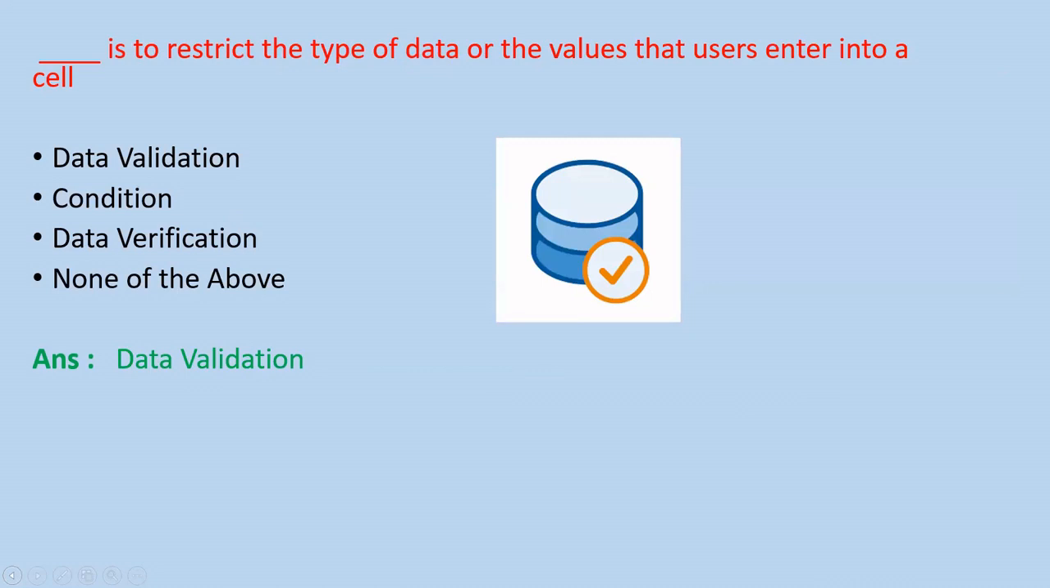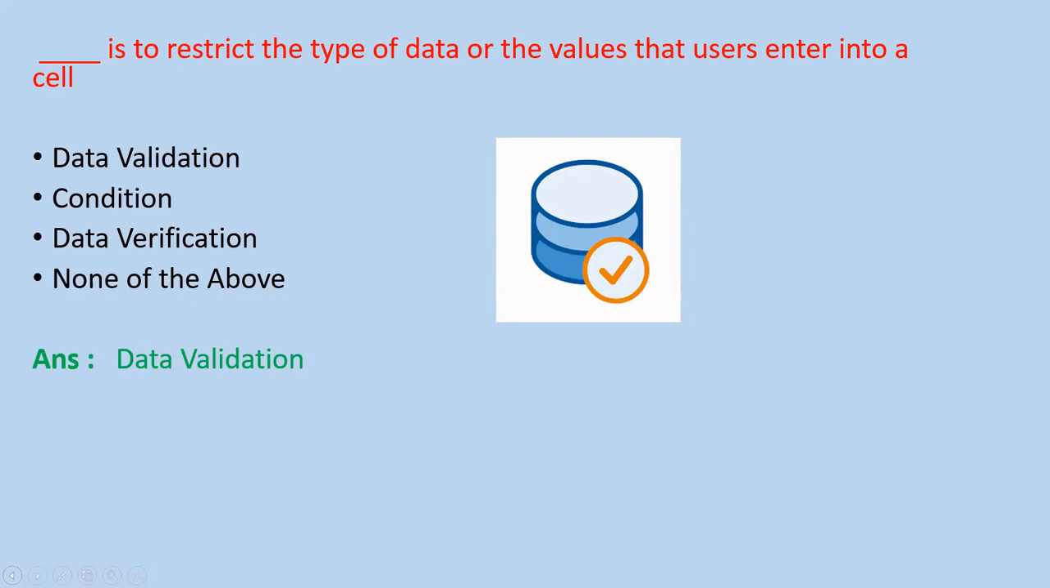What is used to restrict the type of data or the values that a user enters into the cell? Here I would like to validate the data, so that whenever the user is entering wrong data, I'll get some color. A message is not possible here, it only changes the color. That is possible through data validation.